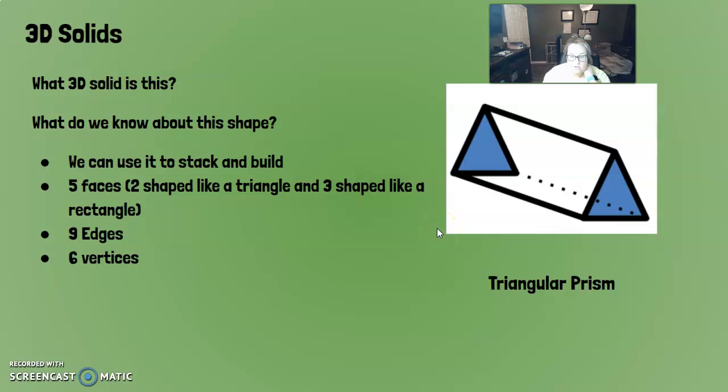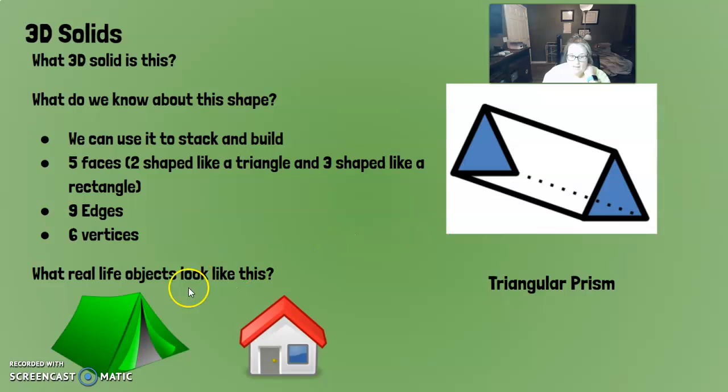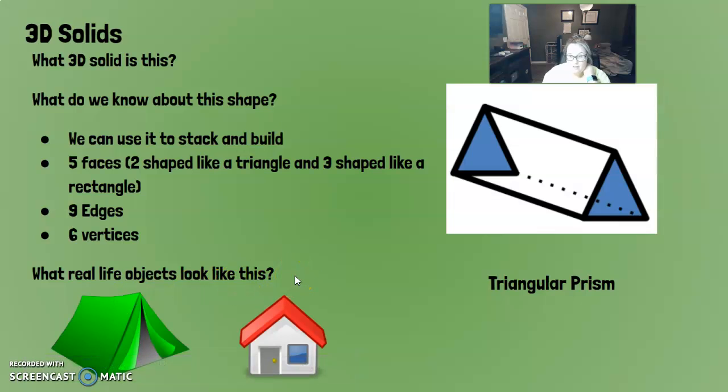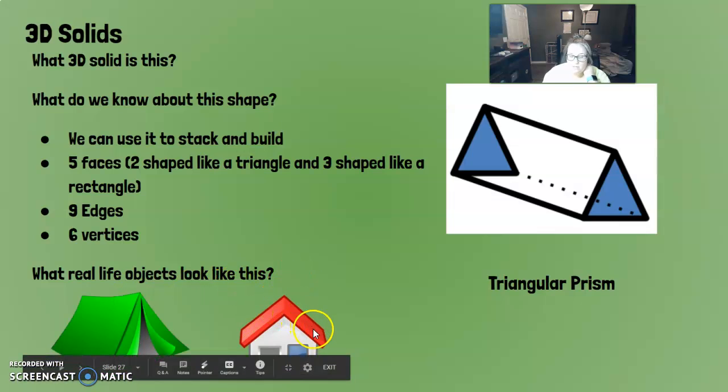When have you seen a triangular prism in real life? Well, I know that whenever I go camping and I have a tent, it looks like a triangular prism. And I also know whenever I try to draw a house that I usually make the roof look like a triangular prism.